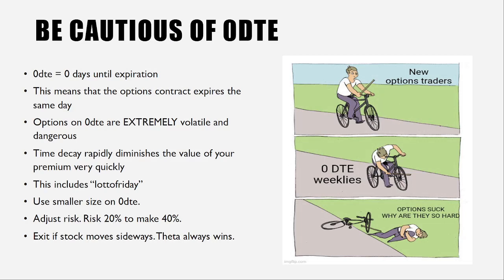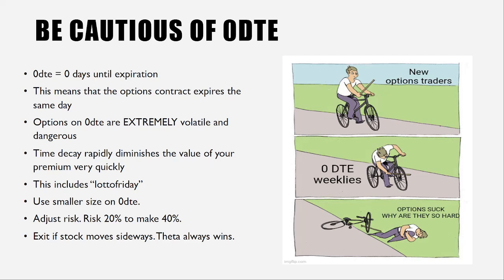Like I said before, be cautious of zero DTE. What is zero DTE? That is 0 days until expiration. I think many of you have seen this picture before. He's riding on the bike. He's a new options trader. He falls down because he's playing weeklies and he says, options suck. Why are they so hard? It's really not the bike's fault, but his own fault. Options on zero DTE are extremely volatile and dangerous if you don't have a risk plan in place.